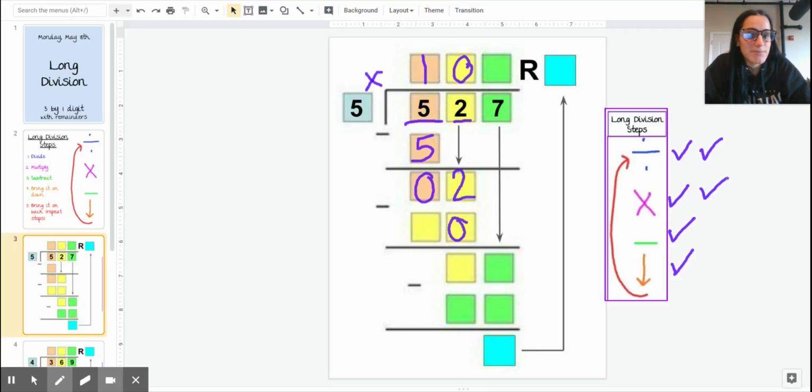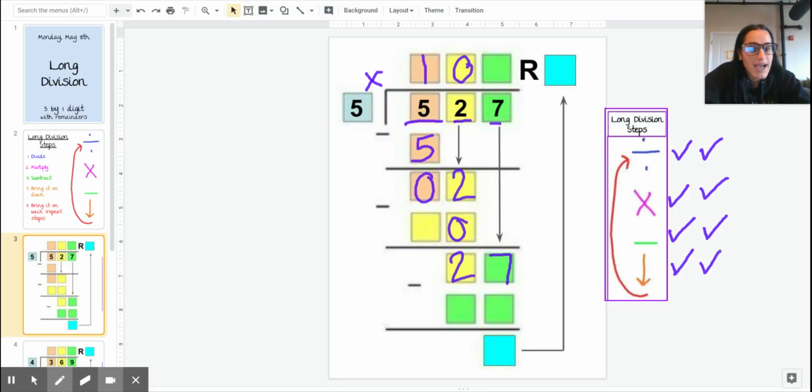Next up, we need to subtract. 2 minus 0 gives me 2. Check off that we've subtracted. Now I need to bring on down my next digit, which is this 7. So I'm going to bring on down my 7 to make my new dividend 27. And now I'm going to check that I've brought it down, and now I'm bringing my steps back to the first one, which is to divide.